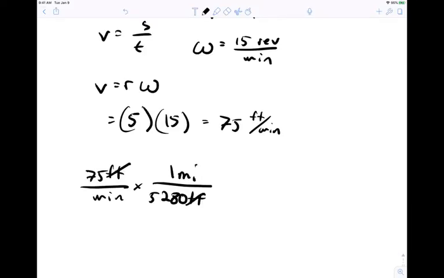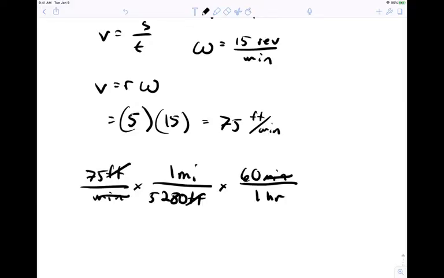We need to convert minutes to hours. How many minutes in an hour? 60 minutes is to 1 hour. Okay, so the units of minutes are gone. Now we're left with miles per hour. So then we need to say 75 times 60 divided by the 5280.